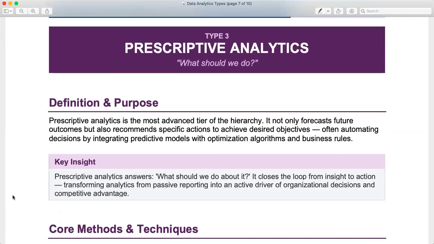Then comes the third type of data analytics, that is, what should we do? That means it is a kind of recommendation. It is the most advanced tier of data analytics. It not only focuses on forecasting the future outcomes, but also recommends specific actions that are required to achieve certain objectives.